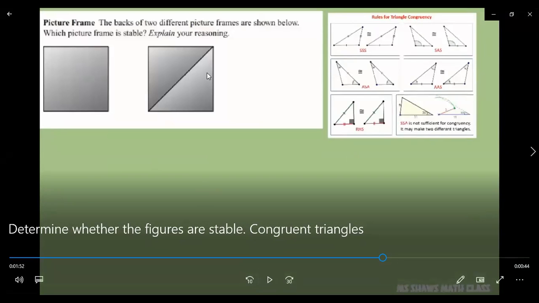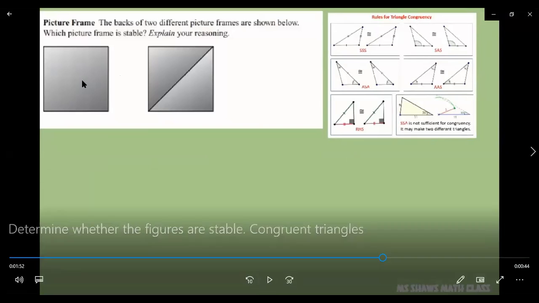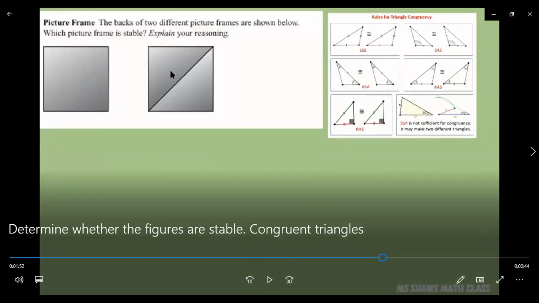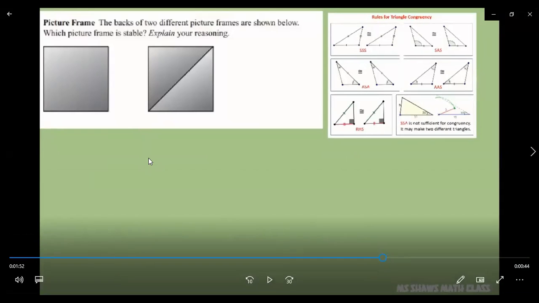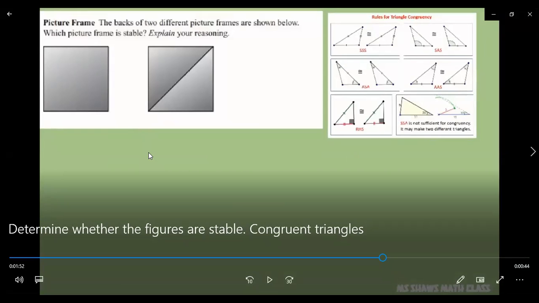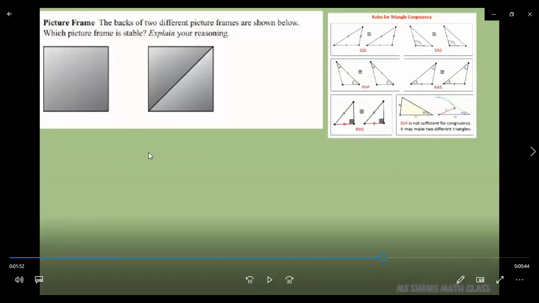In your opinion now, you have 2 figures in front of you. Which one will be stable and which one will not be stable? The one with the line through it is stable and the other is not. Thank you so much. Yes.